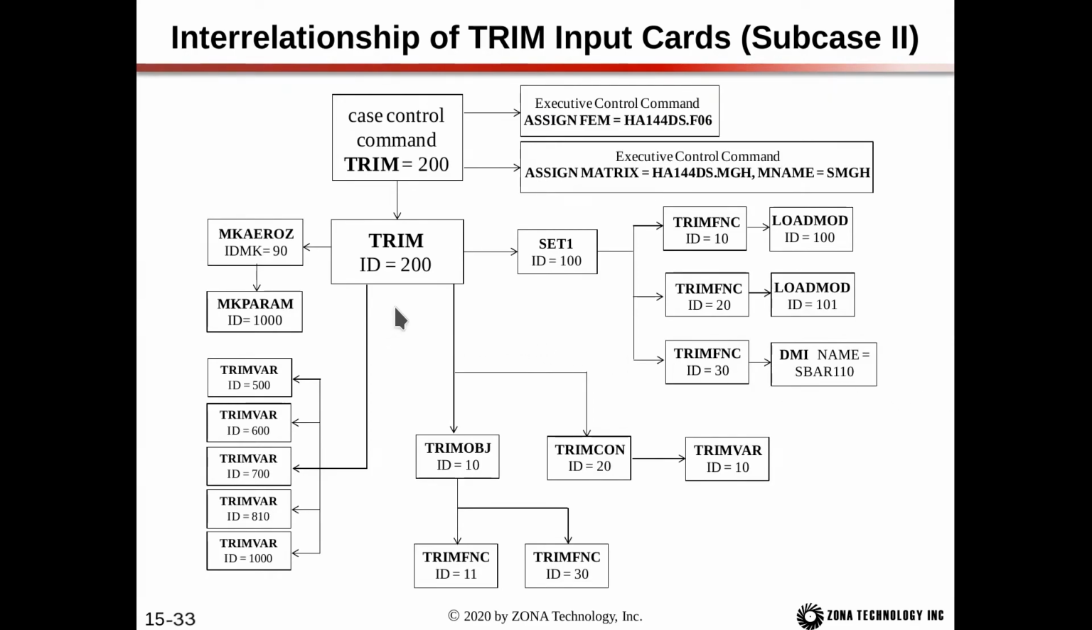And so this is the interrelationship. So we have the new trim var. So this is the non-linked version of the trailing edge flap. And then we've got our objective and constraint functions here.